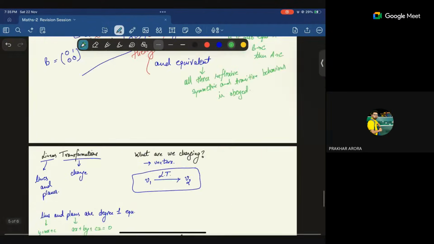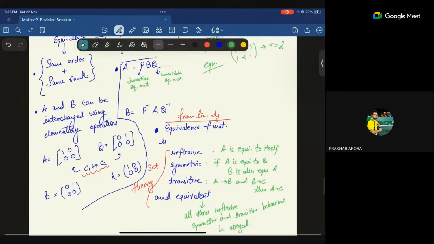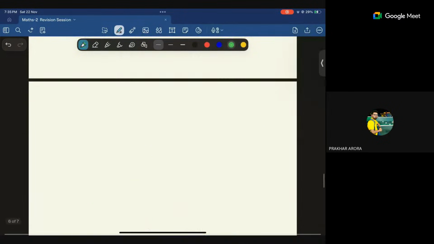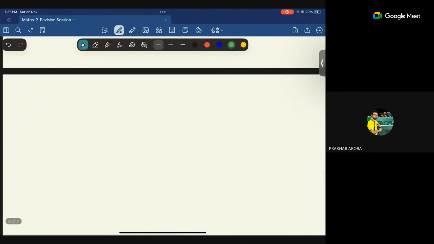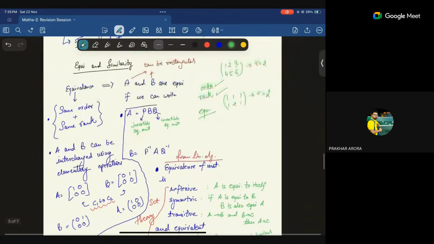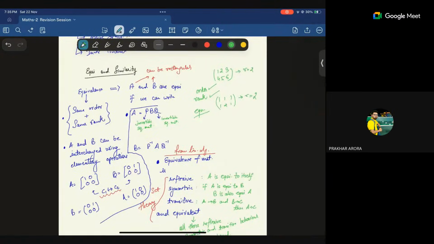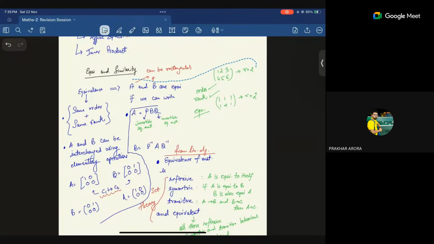Now let us quickly move forward, we are running late. Let us move forward to similarity. I'm going to copy everything because similarity is going to have almost everything.